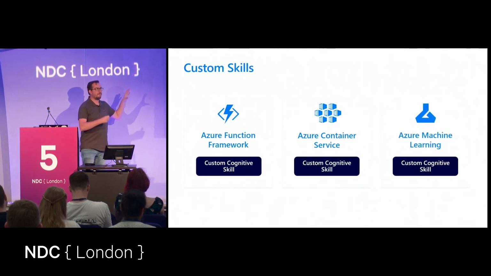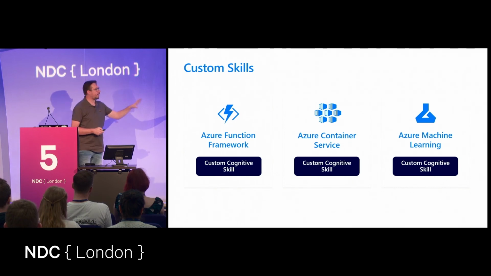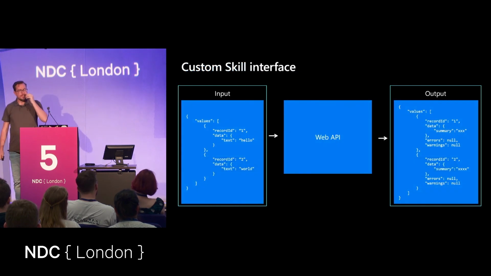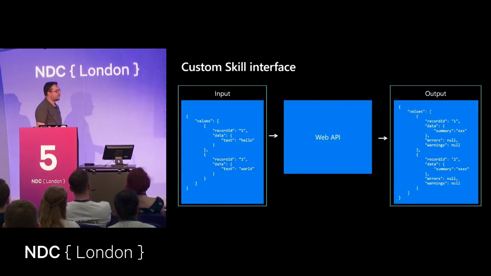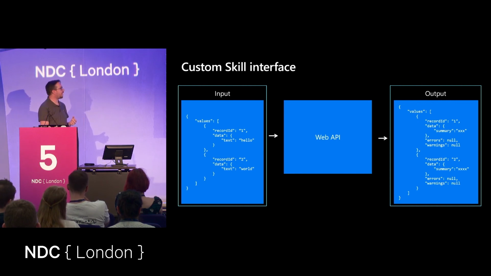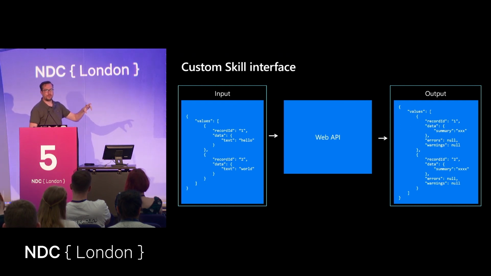So custom skills can basically be anything that can be called through an API. It can be an Azure function, it can be in a container, it can be Azure Machine Learning, if the output is corrected, is made right. The custom skill interface is actually, I found it surprisingly simple. You have an array with values, you have record IDs, and then you send data. The only thing you have to do in your API is return an array of values with the same record ID, and then with the new information you want to have added to your document.